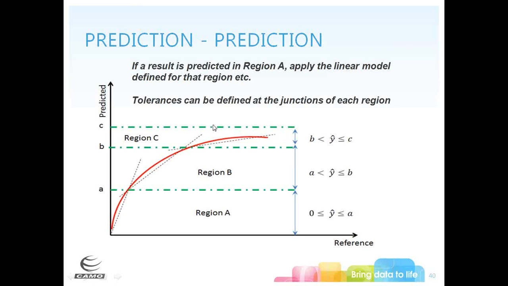You can also define the tolerances for the junctures of each region here. So this allows you to go from having a global model and trying to have a predictive model that covers a very large area to something that can be more specific over a smaller range of values.